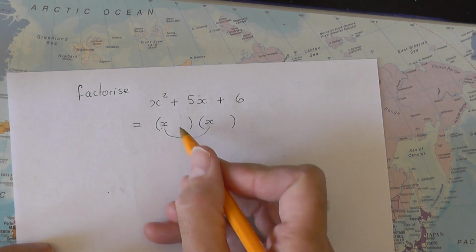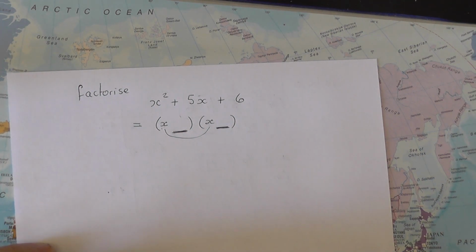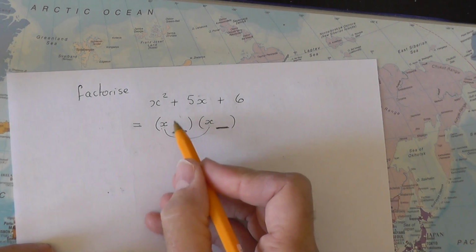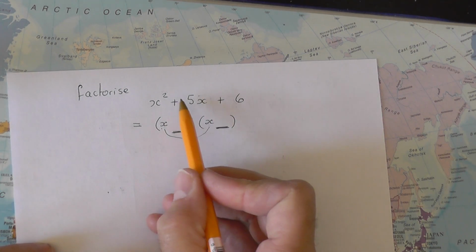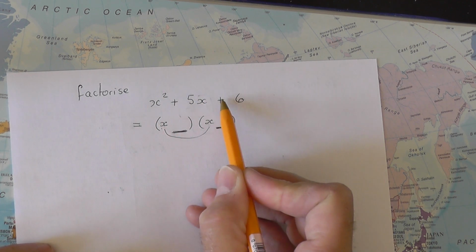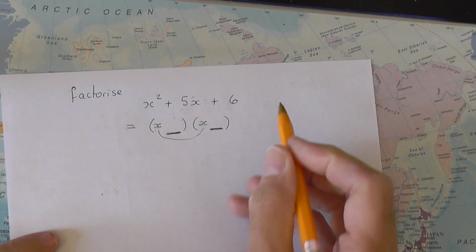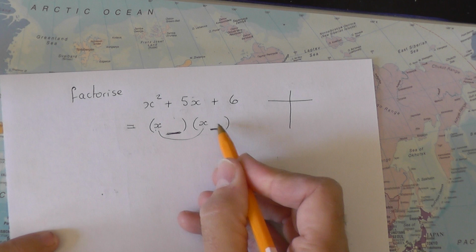Now the problem will be that we've got to find out what number goes in there and what number goes in there. And you've got to be very careful with the signs, whether they're pluses or minuses. In this video, we're just concentrating on an expression where you've got a plus there and a plus there. This type of question is probably the easiest one to factorise into two brackets.